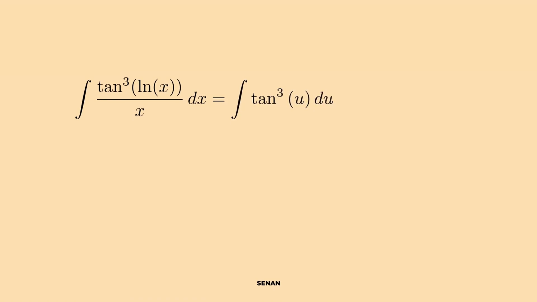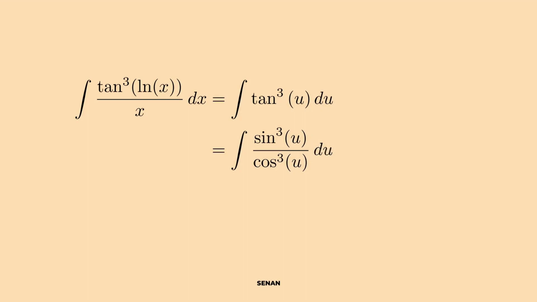Our very first substitution is natural log of x is t, which gives us 1 over x dx is dt. So we are going to solve this integral, which is integral of tan cube of natural log of x over x. After making the first substitution, we get integral of tan cube of u. So I can write tan of u as sine of u over cos of u, which gives us integral of sine cube of u over cos cube of u.